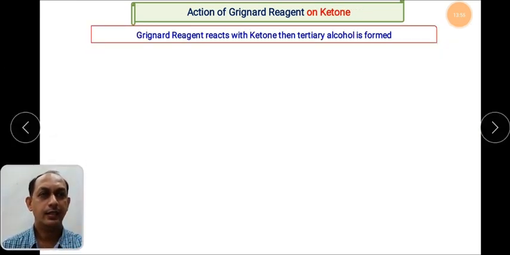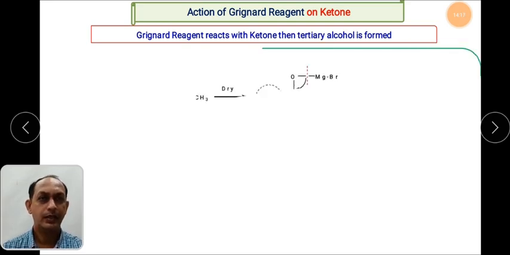Let us take the next. As with aldehyde, let us take the action of ketones on the Grignard reagent. So what is the tagline we must remember? Grignard reagent reacts with ketone and then they give tertiary alcohols. So if you want to prepare the tertiary alcohol, you must take ketone and Grignard reagent. So see the mechanism.